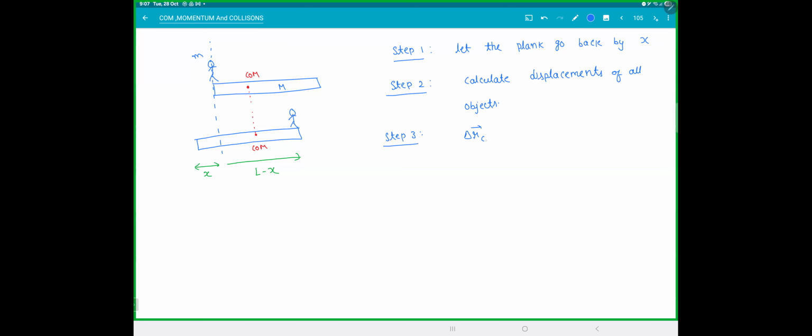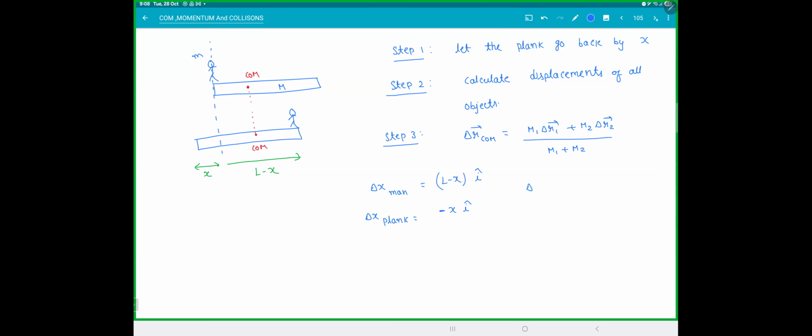Delta R center of mass will be m1 delta r1 plus m2 delta r2 by m1 plus m2. Remember this formula? m1 r1 plus m2 r2. If you put delta, it will become a change. Now in our question, delta x center of mass of the man is small m. How much did the man move here? Let's write down that also. So delta x of man, this man has gone L minus x i cap. How much did the plank go? The plank has gone x backward, which is minus x i cap.